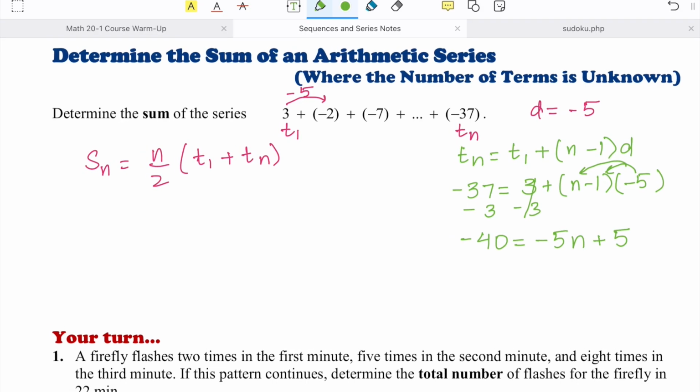Subtract 5 on both sides, which gives me -40 minus 5, which is -45, is equal to -5n. Divide both sides by -5, which gives me n is equal to 9. Now that you have your n, try figuring out what Sn will be.